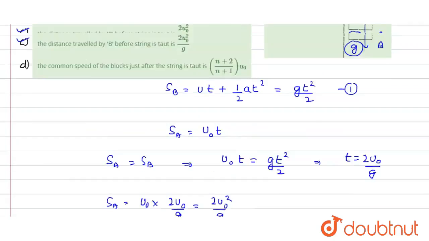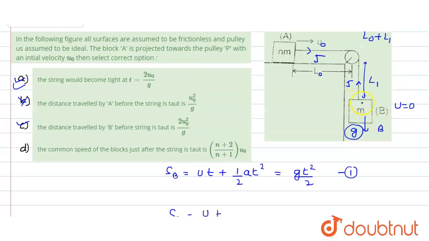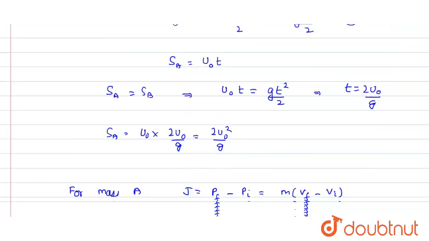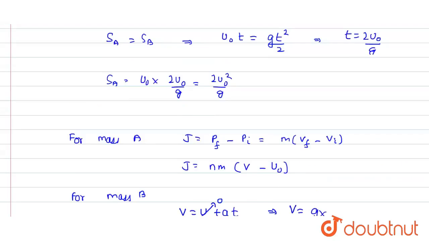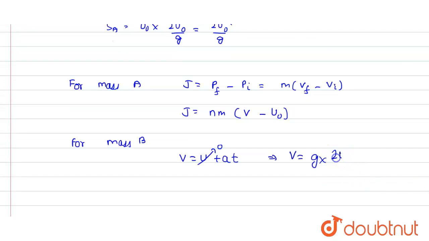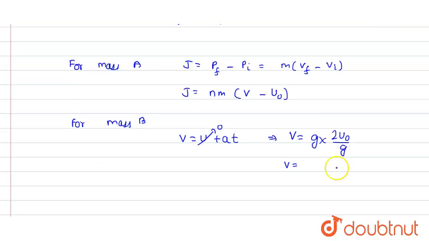Now for mass B, what would be the velocity just after the string becomes taut? Since the initial velocity is 0, we first find the value of the velocity. We can say that v equals u plus at. The initial velocity was 0 for our mass B, so the velocity at any instant of time equals acceleration into t. Acceleration is g, and the time we have already calculated is 2u naught divided by g. That means the velocity of block B just before becoming taut would be equal to 2u naught.